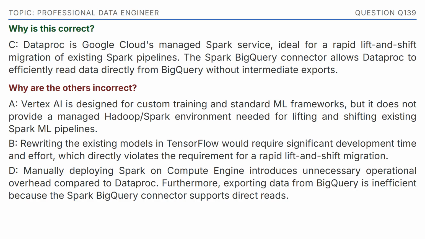Why are the others incorrect? A. Vertex AI is designed for custom training in standard ML frameworks, but it does not provide a managed Hadoop/Spark environment needed for lifting and shifting existing Spark ML pipelines. B. Rewriting the existing models in TensorFlow would require significant development time and effort, which directly violates the requirement for a rapid lift and shift migration. D. Manually deploying Spark on Compute Engine introduces unnecessary operational overhead compared to Dataproc. Furthermore, exporting data from BigQuery is inefficient because the Spark BigQuery connector supports direct reads.